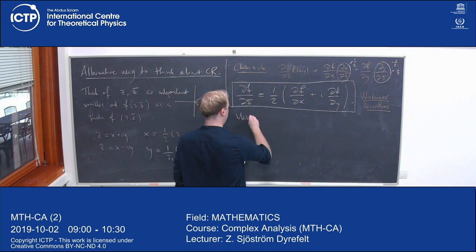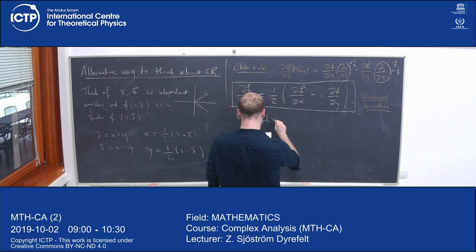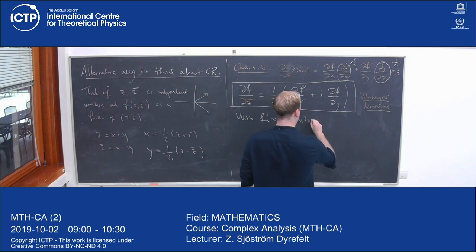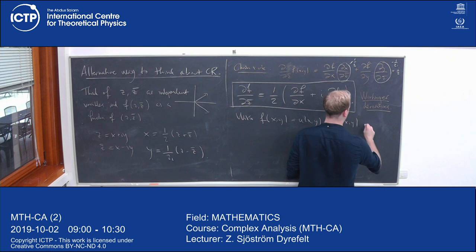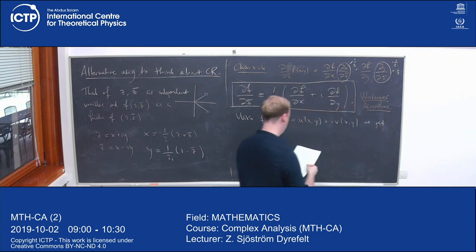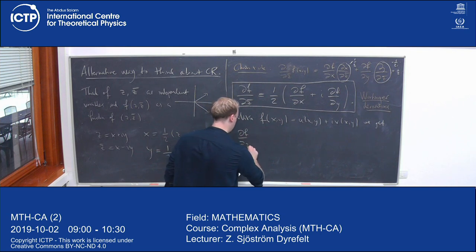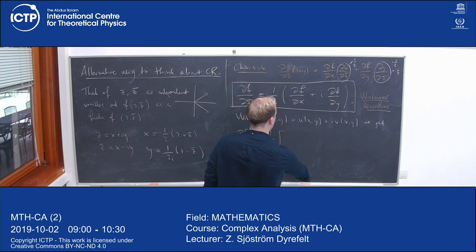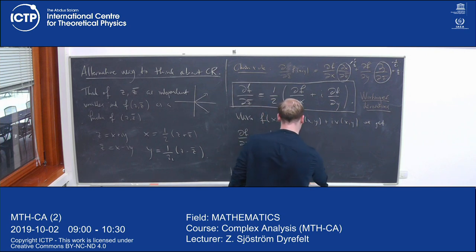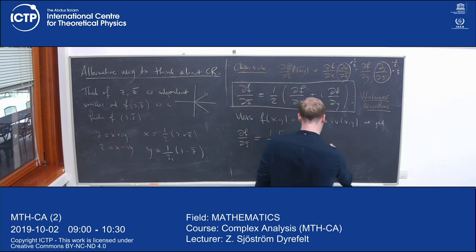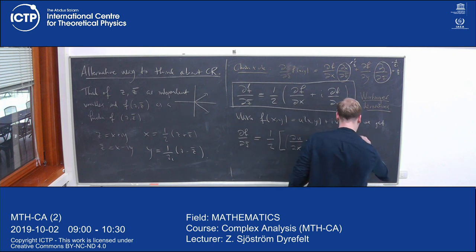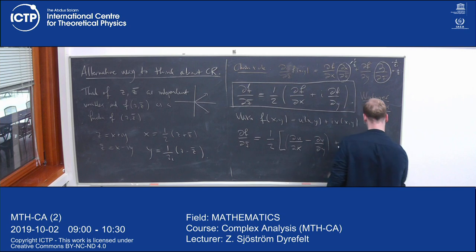So now with f of x y equals u of x y plus i times v of x y, we get what? So then we get partial f partial z bar. So it's equal to 1 half times, and then partial f partial x, then what you get is, okay, partial u partial x. So I will just write down the end result and we will check it. So you get this, plus i times partial u partial y plus partial v partial x.